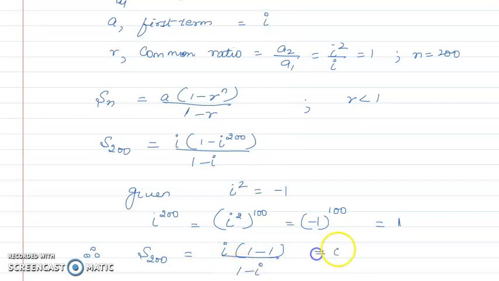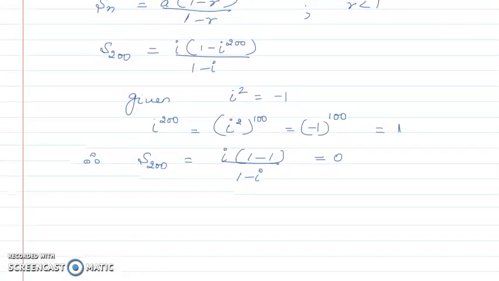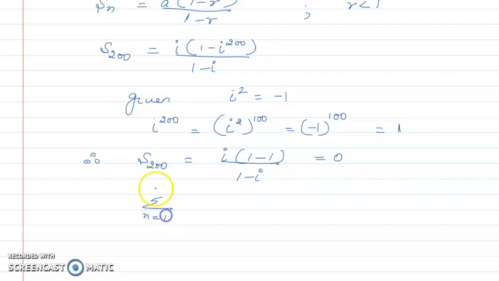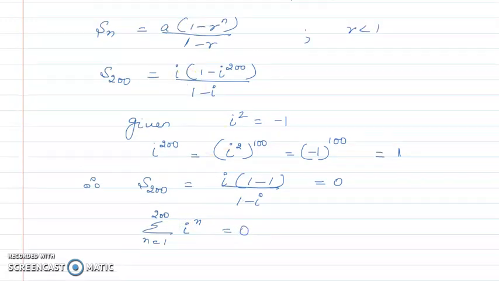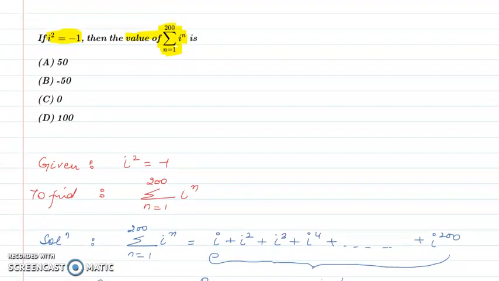1 minus 1 is what? 0. So what is the sum? Summation n is equal to 1 to 200 iota to the power n is 0. So if I see my options, it is option C.